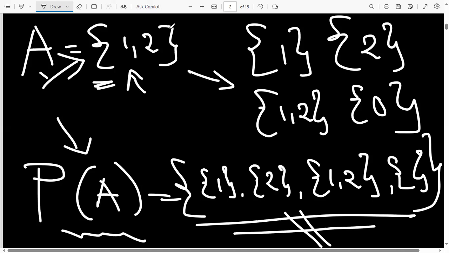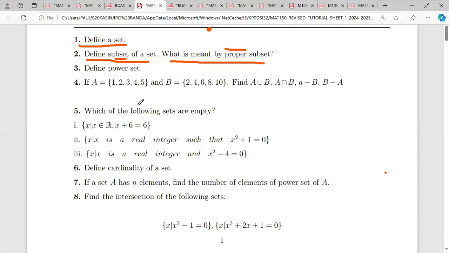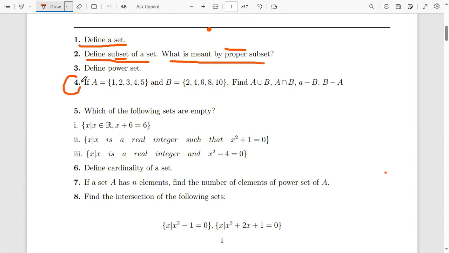Otherwise I'll move to question, I think it's question 4. Today is just an introduction, so I won't do much. In question 4, we've been given 2 sets. Here we use the set operation, the union. I know you know the intersection, but I'm not sure if you know the difference, but we are going to deal with that.